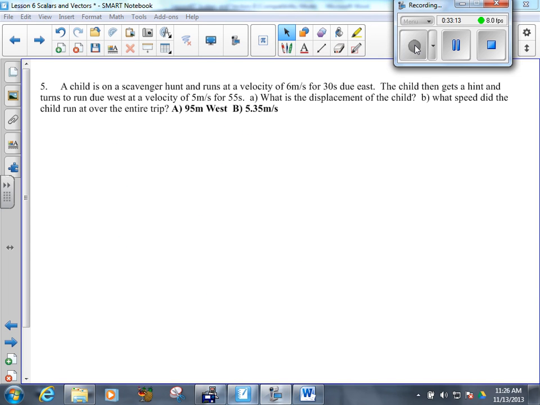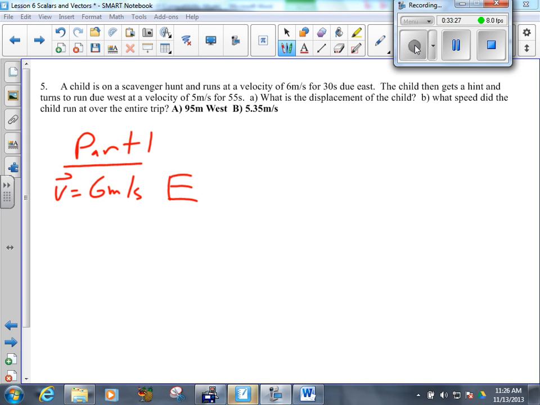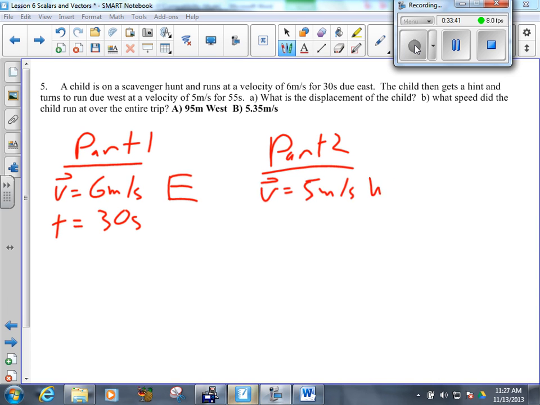Okay, so number 5, two-part question. Exactly the same as all the other two-part questions we've done. In part 1, the kid runs at a velocity of 6 meters per second east for 30 seconds. In part 2, the child runs at a velocity of 5 meters per second, but this time it's west, and he does that for 55 seconds.